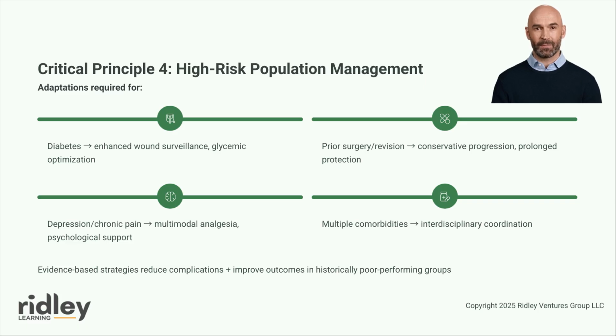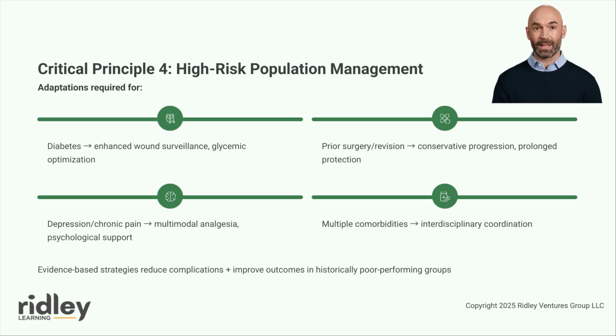Fourth, high-risk population management. Patients with diabetes, prior shoulder surgery, rotator cuff pathology, depression and chronic pain, obesity, inflammatory arthritis, and multiple comorbidities require protocol adaptations and intensified clinical management to optimize outcomes and minimize complications.